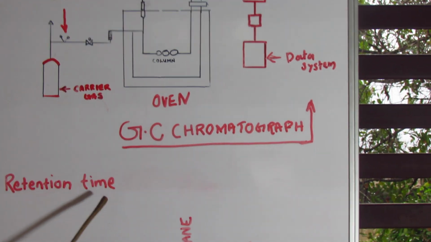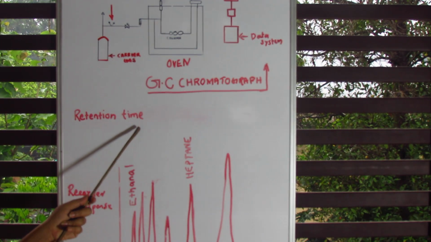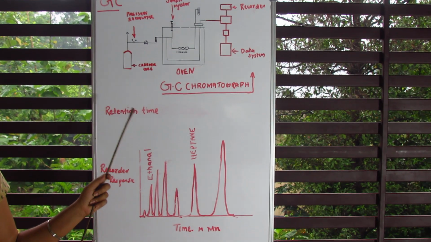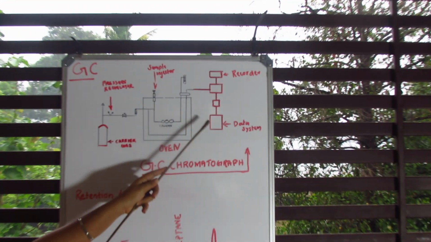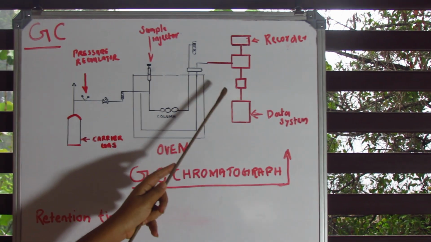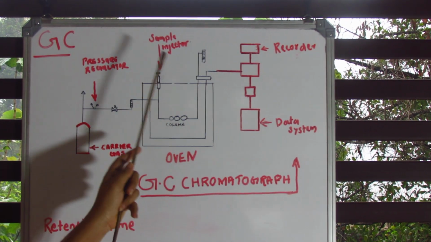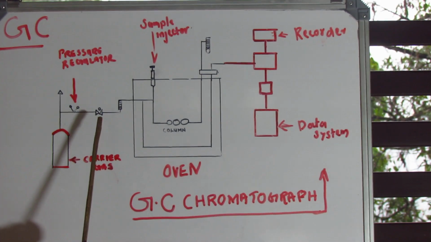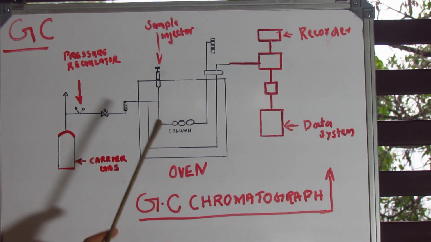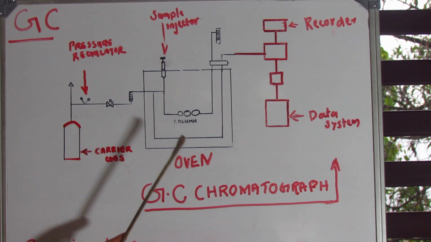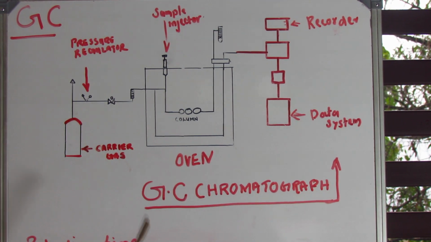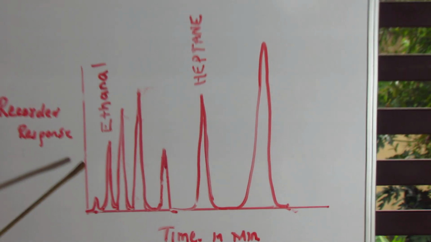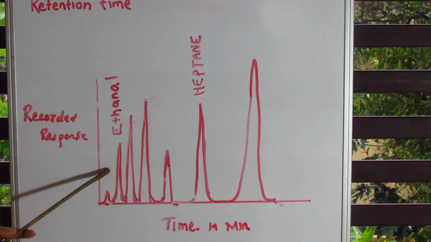I already mentioned that the important characteristic for this GC is the retention time. Retention time is the time taken by the solute to pass between the sample injection port and the detector. That time is called retention time. So identification of the component is carried out by the comparison of the GC retention time against those of the reference standards.